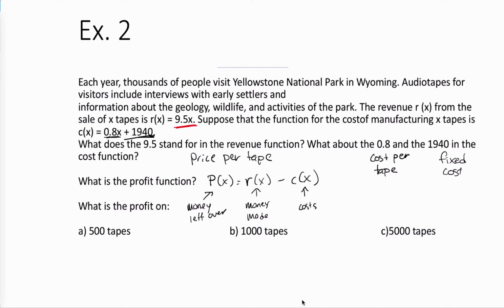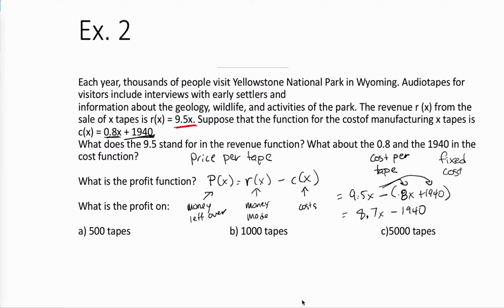So our revenue function is 9.5x, and our cost function is 0.8x plus 1940. Distribute the negative and combine our like terms. 9.5x minus 0.8x is 8.7x minus 1940.